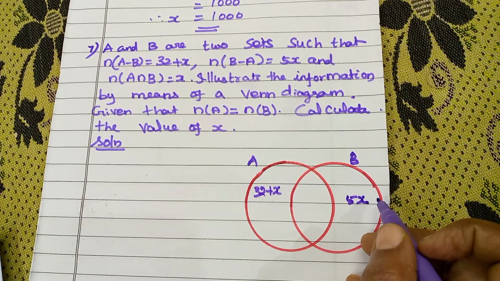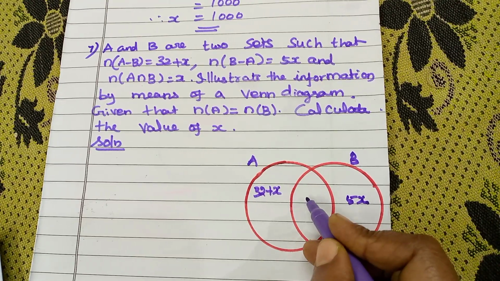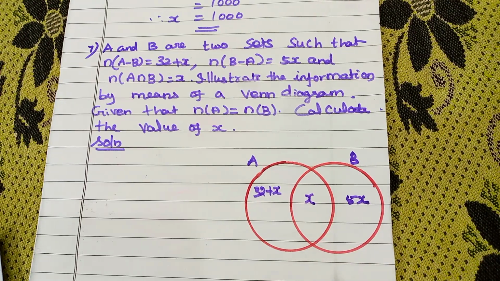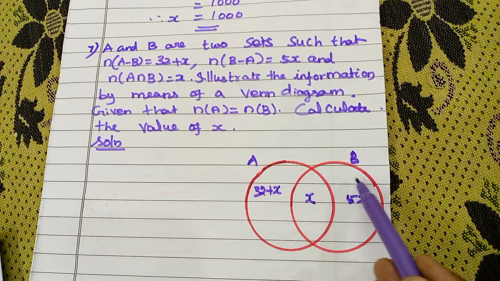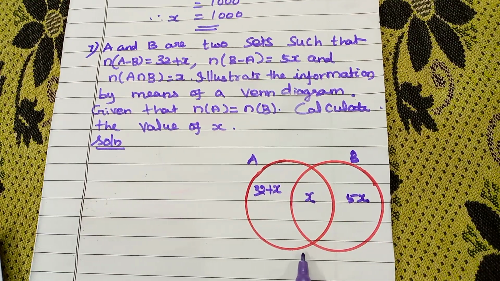And n of A intersection B, this part, the A intersection B part, is X. Illustrate the information by means of a Venn diagram. Given that n of A, this complete circle, is equal to n of B, this complete circle. Both circles are equal as given, so it can easily be found out.